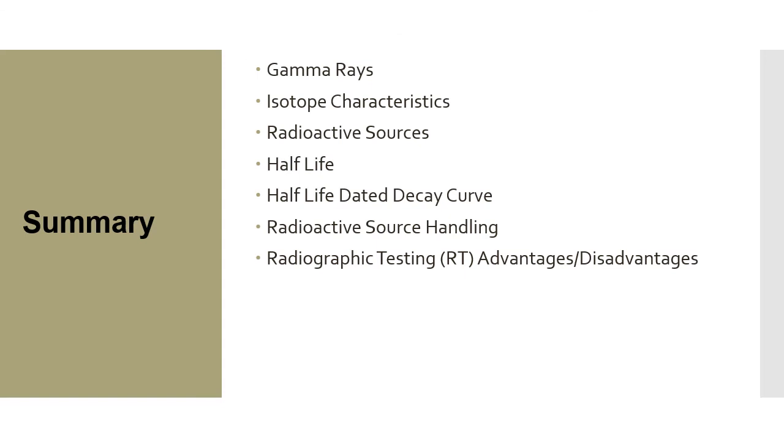Summary: in this module we covered gamma rays, isotope characteristics, radioactive sources, half-life, decay curves, radioactive source handling, radiographic testing, RT advantages, and disadvantages.